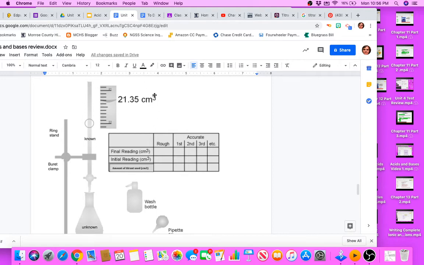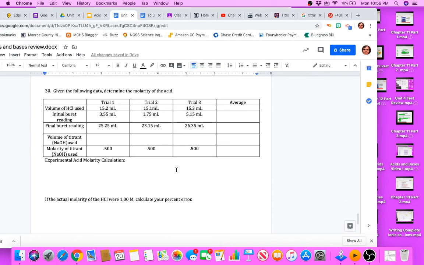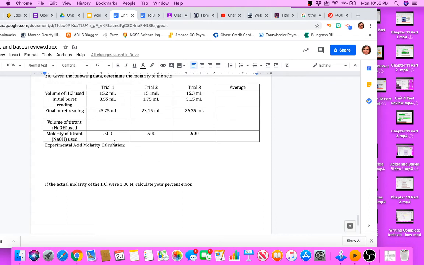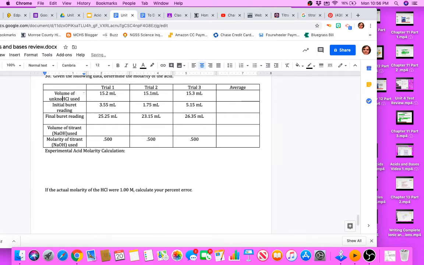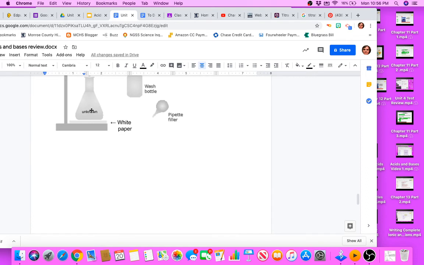So anyway, what I wanted us to look at now is some data that we might take during a titration. Okay, first we have the volume of our unknown. This is our unknown solution here, our unknown hydrochloric acid that is in our flask. So again, in our flask we have unknown solution of hydrochloric acid. We don't know the concentration of it.